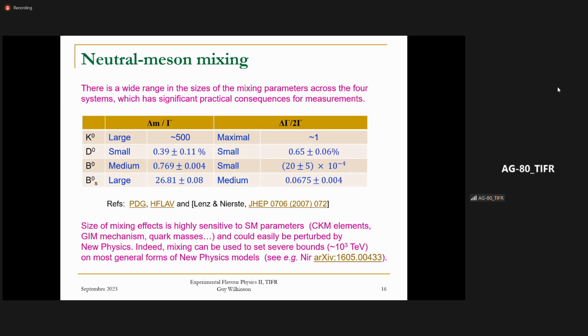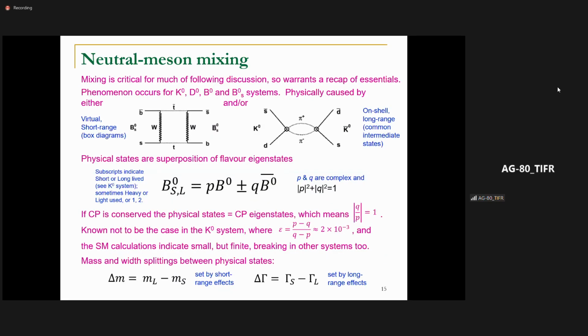One thing I should say is that because this is driven by these short range virtual diagrams, it turns out these mixing effects are highly sensitive to standard model parameters, and they could be easily perturbed by new physics. So the size of this mixing and the comparison to what is measured is a very finely balanced system. The so-called GIM mechanism is also very, very important. We are actually very sensitive to bounds on new physics: if there is new physics and heavy particles contributing in these loops, unless things are finely tuned, they would have really significant consequences, and you would see the effects.